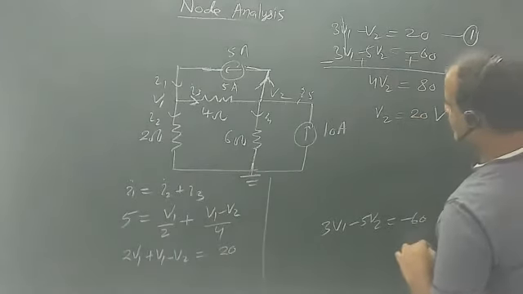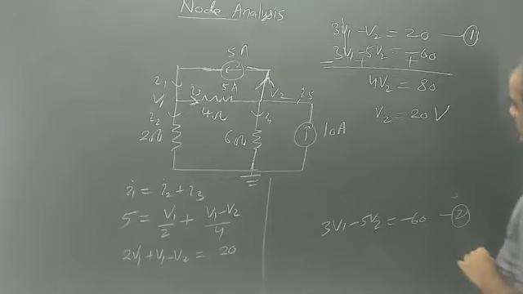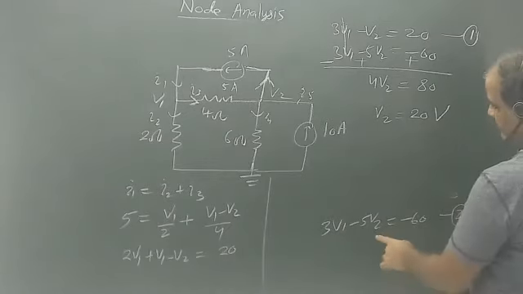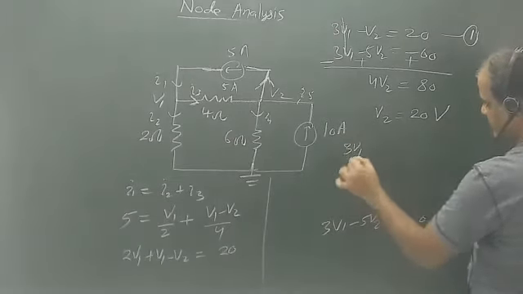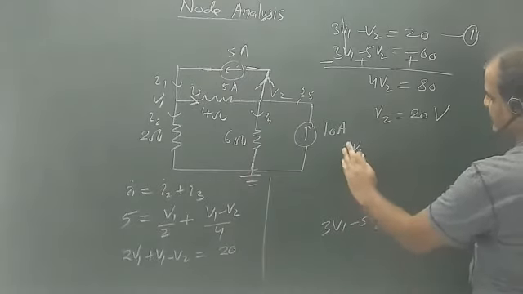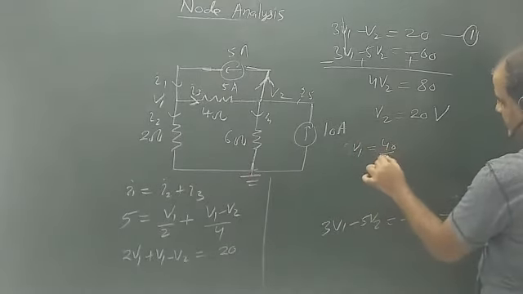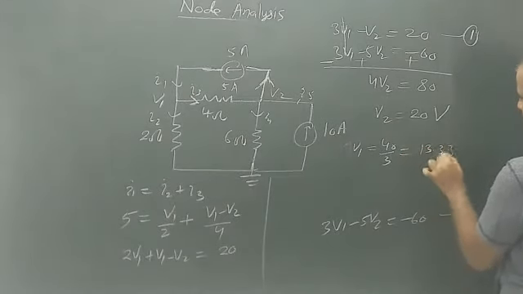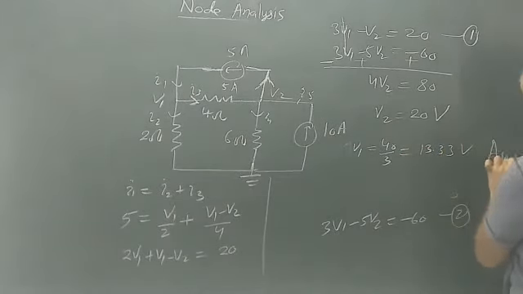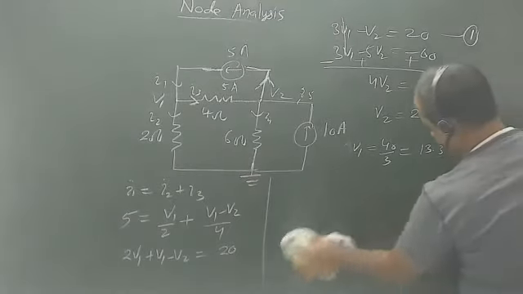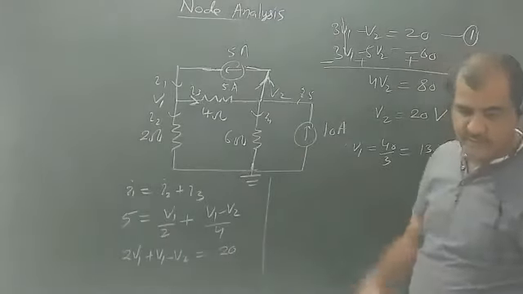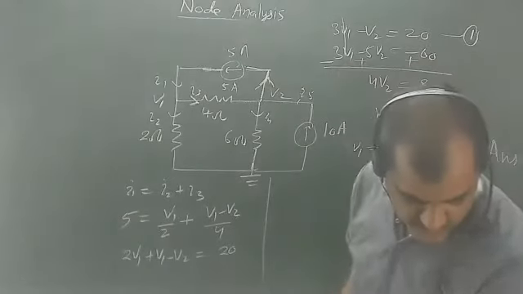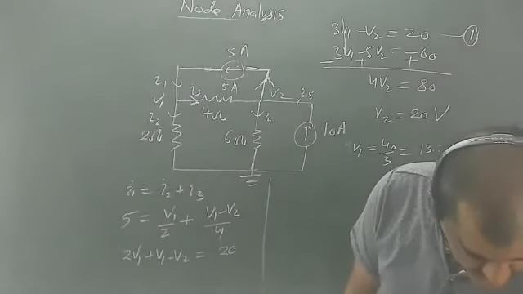Okay, अब V1 कितना आएगा? So V2 20 यहाँ पे रख दो. 3 आ रहा है, 40/3 आ रहा है, सही है. 40/3. Okay, that means 13.33 volts. So answer correct. So these are the node analysis with two equations. Okay, with two nodes. Now we'll do last problem.